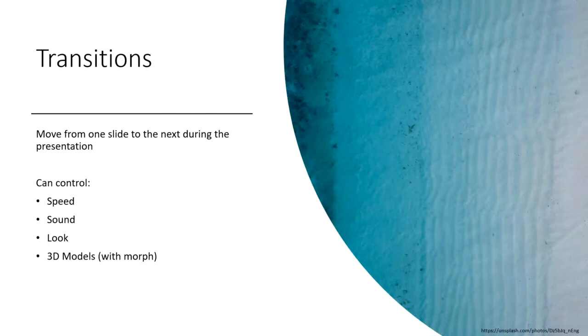So transitions are generally used to move from one slide to the next during the presentation. You can control the speed of them, the sound, the look, and you can also add in 3D models with Morph. So Morph is something that's been added recently as a transition to PowerPoint, where it will automatically animate some things for you to move them across different areas from one slide transition to the next.